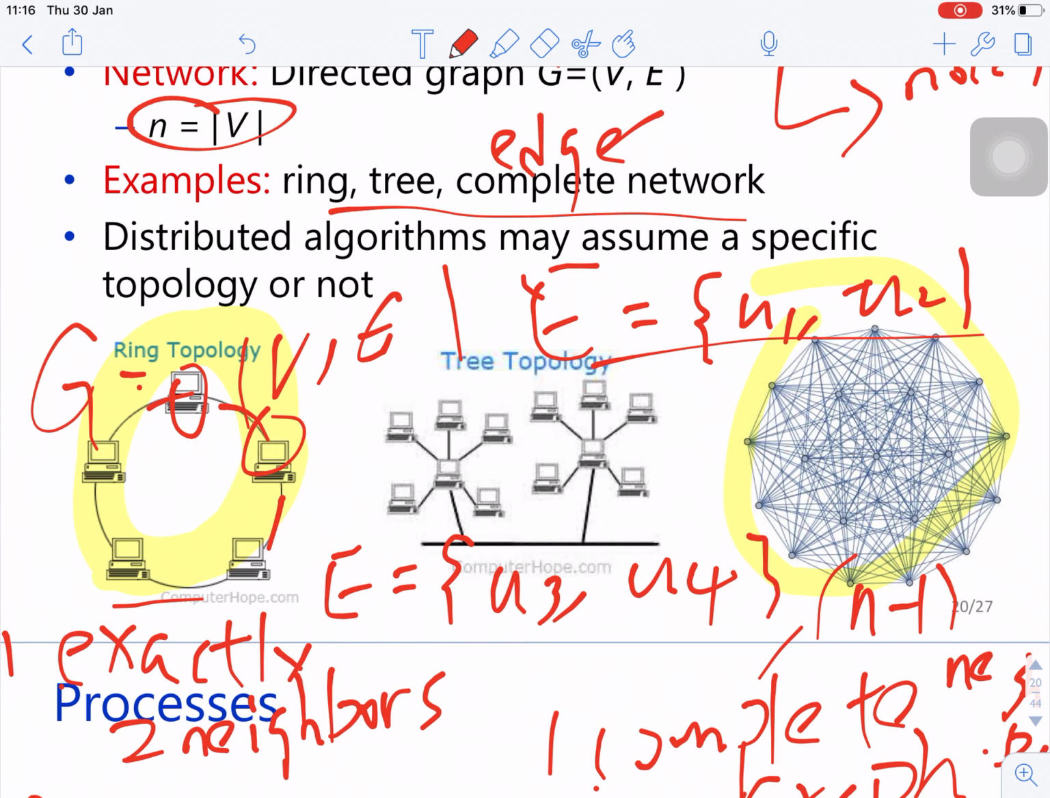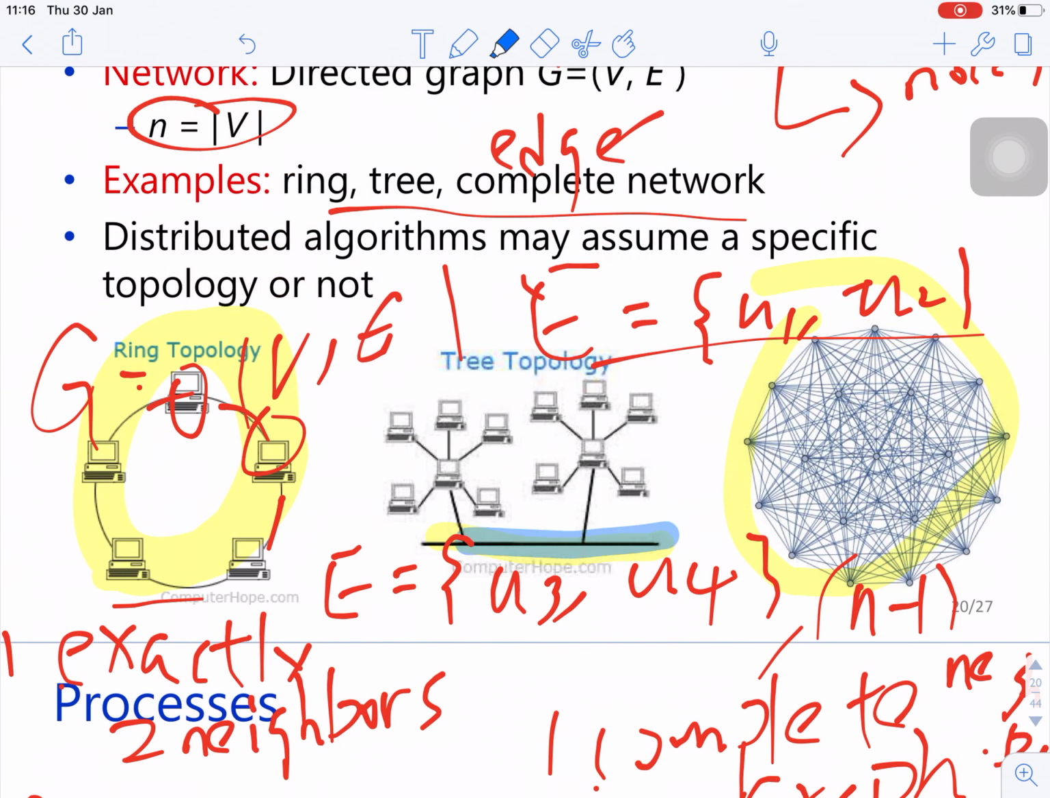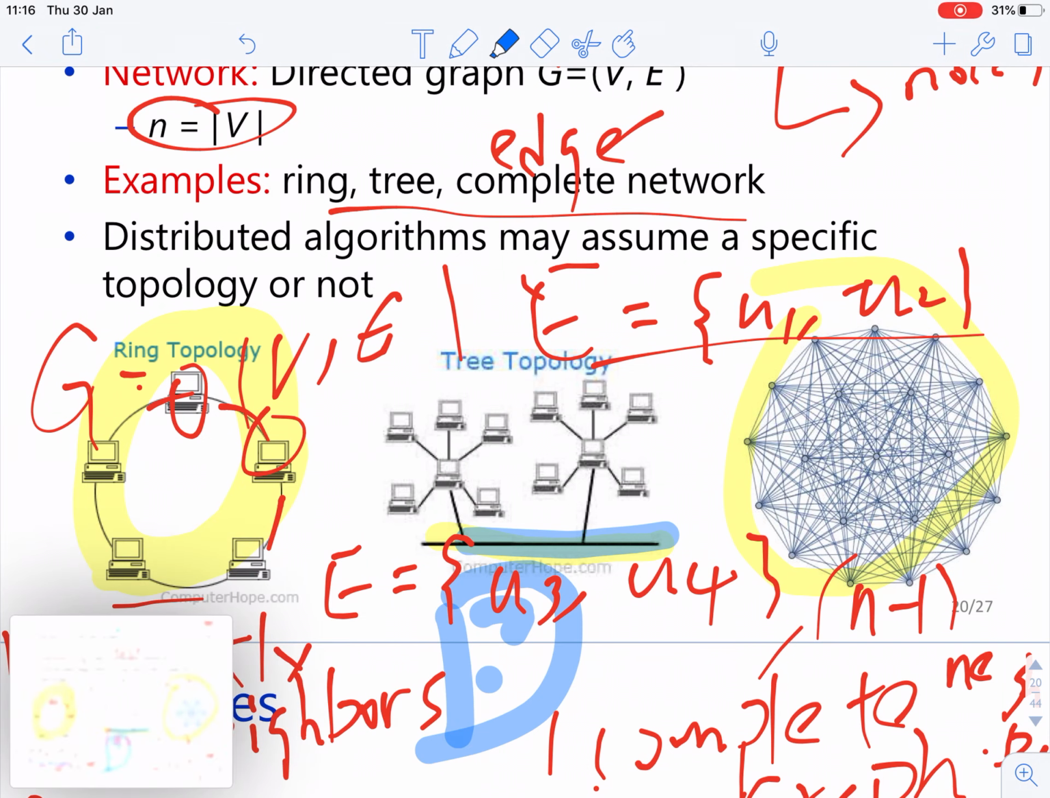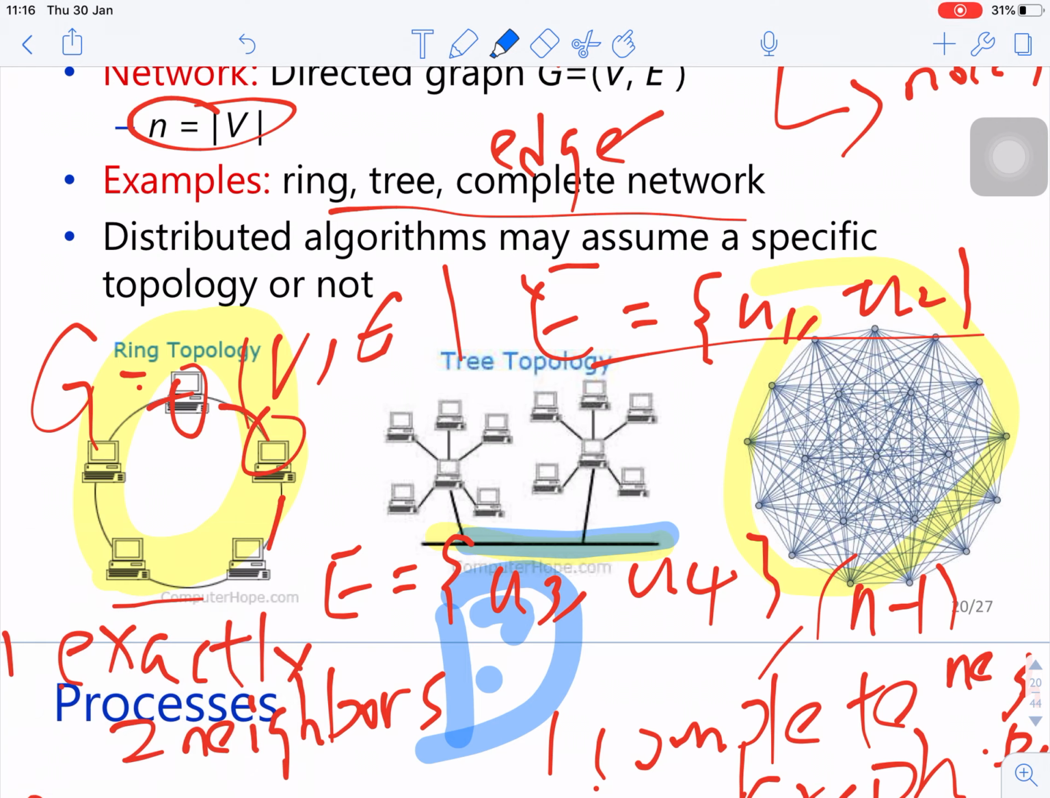And what is this one? Is this a system bus or something? I'm not sure. Okay, so this one is not that clear. Is it another edge? I think so. So how do we display the topology for the tree?